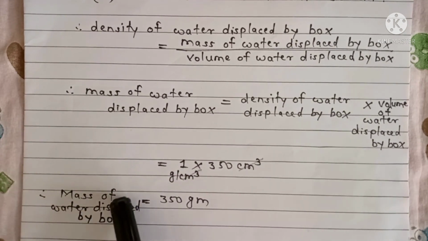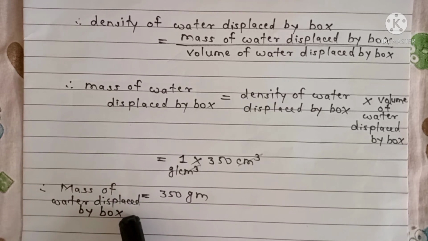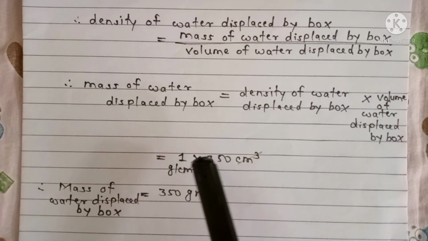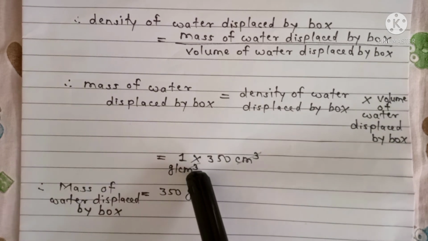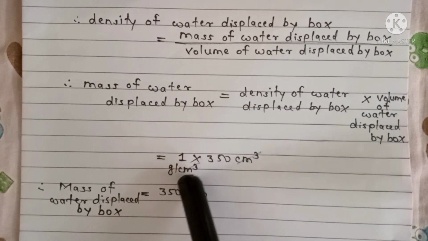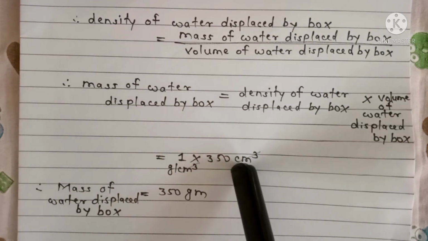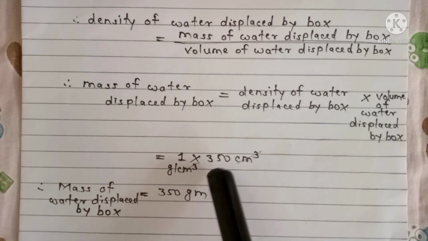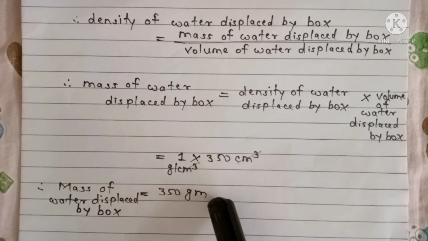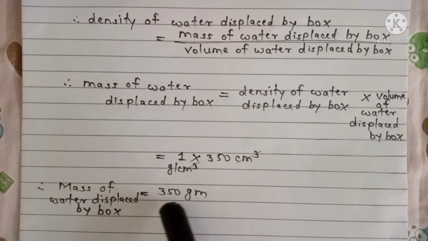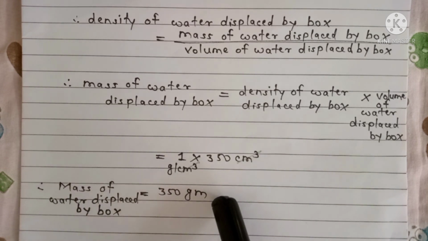So therefore the mass of water displaced by the box is equal to 350 gram, because here, children, 1 gram per centimeter cube into 350 centimeter cube means this centimeter cube will cancel with the numerator's centimeter cube. So obviously the unit will be gram: 350 gram. This means the mass of water displaced by the box is equal to 350 gram.